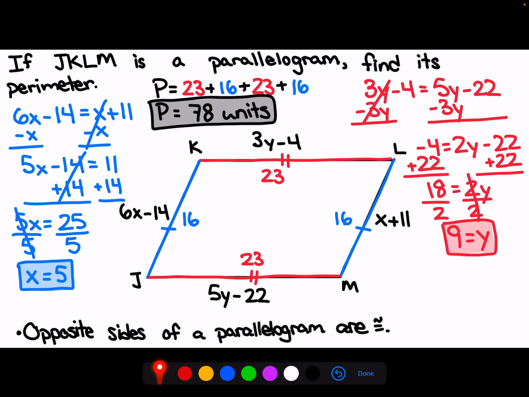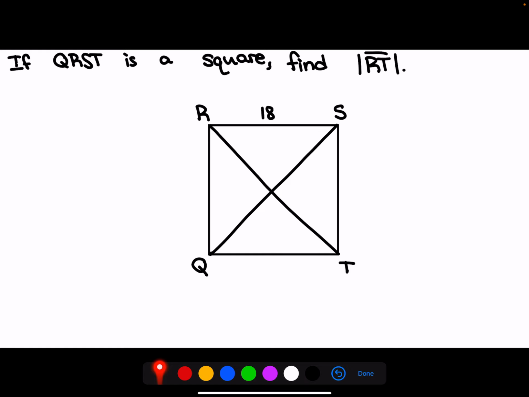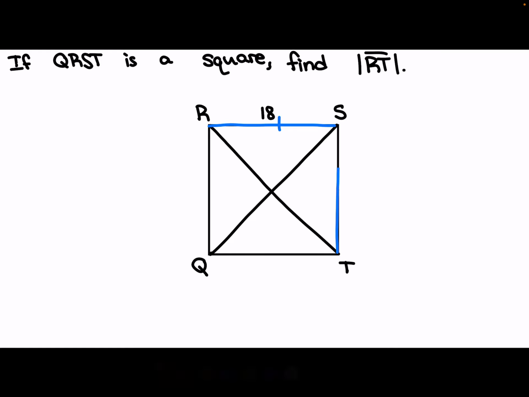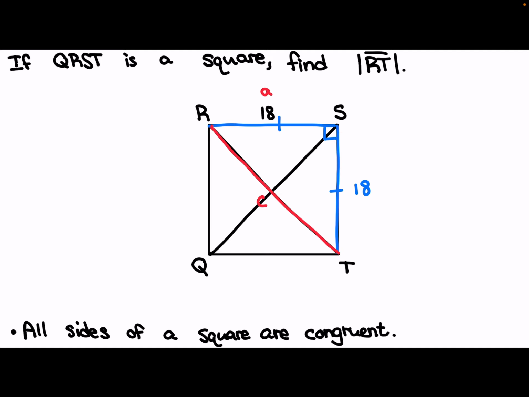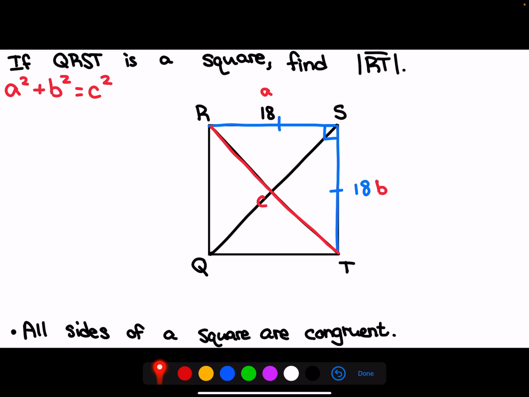All right, next up. If QRST is a square, find RT. To begin, since this is a square, we know all four sides are congruent, and also all four angles are right angles. If that's the case, this will create a right triangle for us, and if we have a right triangle, we can use the Pythagorean theorem: a squared plus b squared equals c squared. C will always be our hypotenuse, the side opposite the 90 degrees. A and b will be our legs.